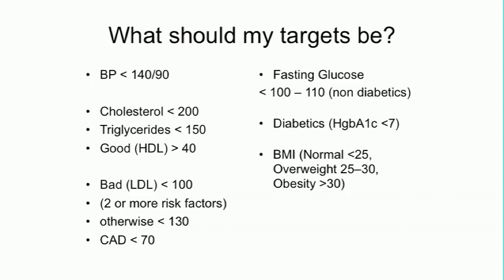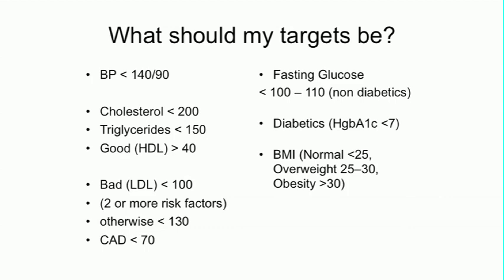How about sugar? Well, your fasting glucose ideally should be less than 100, okay? 100 to 110 is where we need to target our fasting blood glucose to be. If your blood glucose is already over 110, then you're already in the impaired glucose tolerance range, meaning you're pre-diabetic.